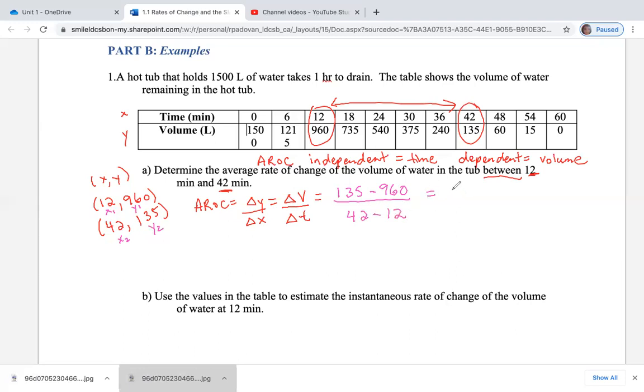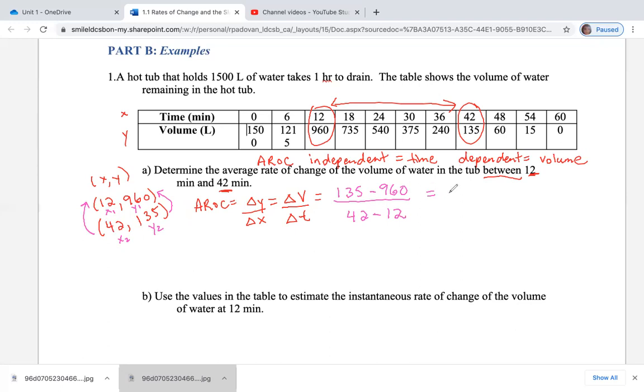And just to point out, I could have also put 960 first minus 135. So if I had 960 first and I'm starting with Y1, then on the denominator, I have to start with X1. Then it should say 12 minus 42. And either way, I should get the same answer. If I'm starting in this direction, this minus this, let's say your arrow goes in that direction, then I have to go in that direction here. This minus this.